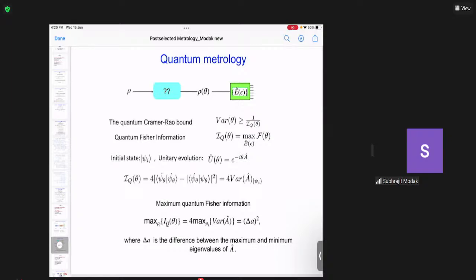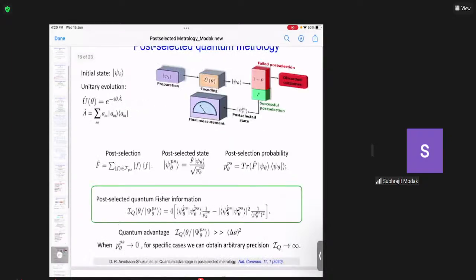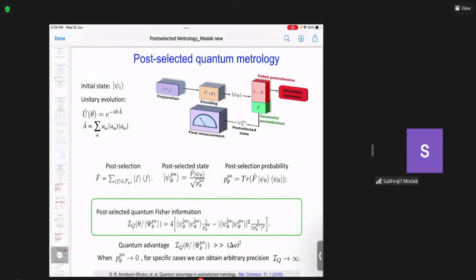So now I will describe post-selected metrology and quantum advantages. So what are the quantum advantages? Quantum advantage in this context would be that you are overshooting the limit for a particular trial, and we will find the reason why this is happening. So more or less, this is the case. So this is the standard post-selected metrological protocol.